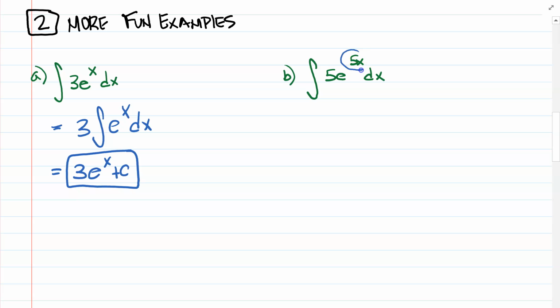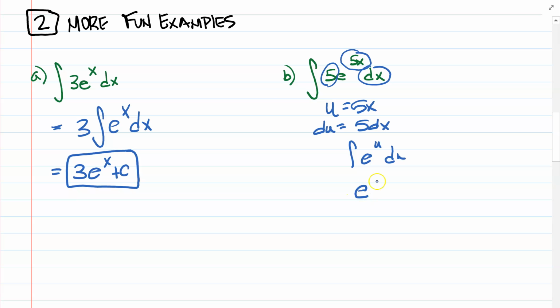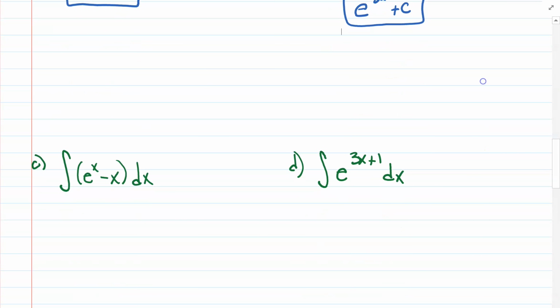The next one is going to require a u substitution. So let's let u be 5x. Then du is 5 dx, and notice you have a 5 dx in your integrand sitting right there. So this is just going to be the integral of e to the u du, since a 5 dx is already there. Well, that's going to give me e to the 5x plus c. Couldn't be any easier than that. Pretty simple, straightforward examples. Let's do 2 more that are a little bit more complicated for you.